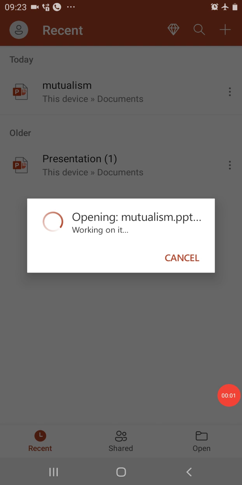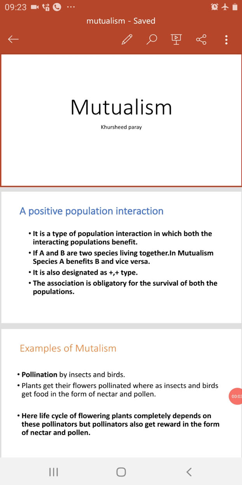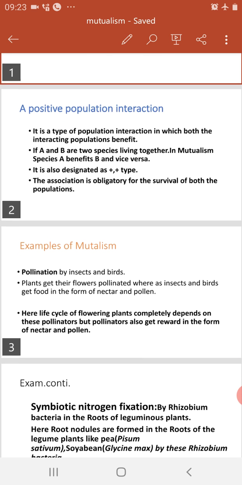We are going to discuss an important topic of population ecology, that is mutualism. Mutualism is a positive type of population interaction. In this type of population interaction, both the interacting populations are benefited. If A and B are two interacting populations in mutualism, species A helps B, but species B also helps A.